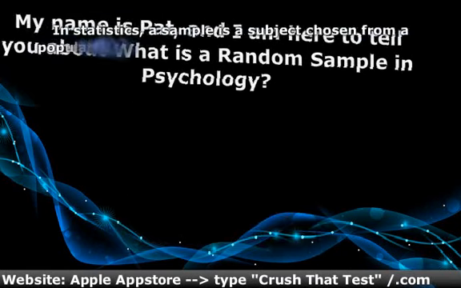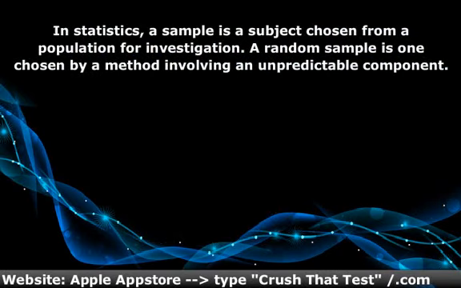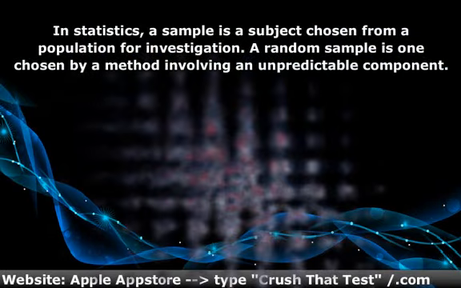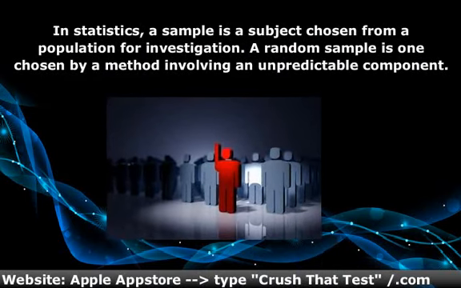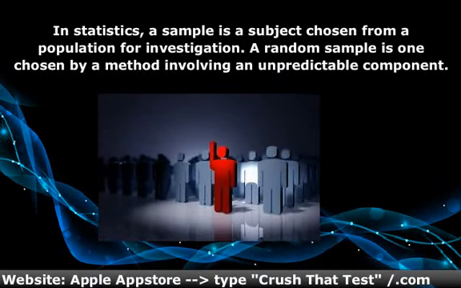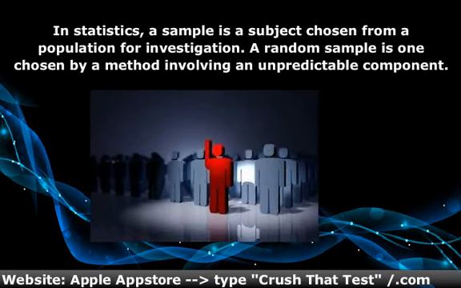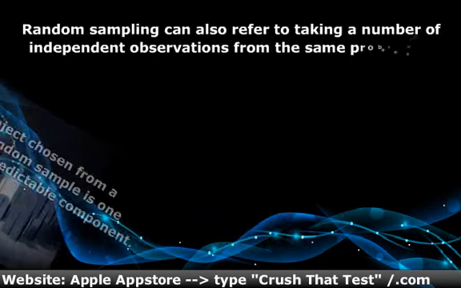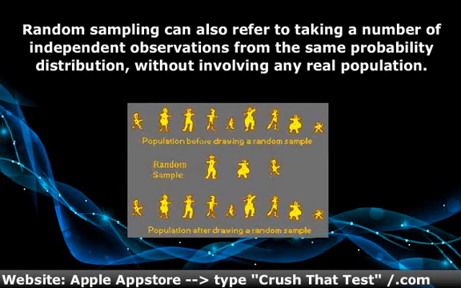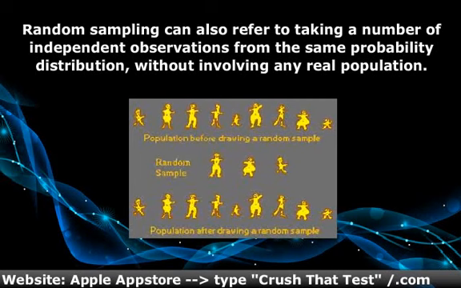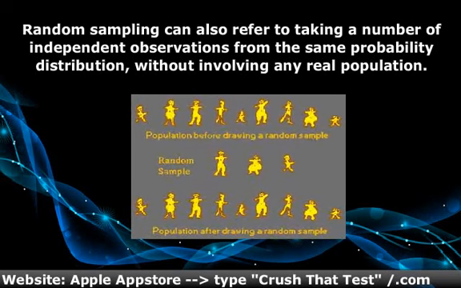In statistics, a sample is a subject chosen from a population for investigation. A random sample is one chosen by a method involving an unpredictable component. Random sampling can also refer to taking a number of independent observations from the same probability distribution, without involving any real population.